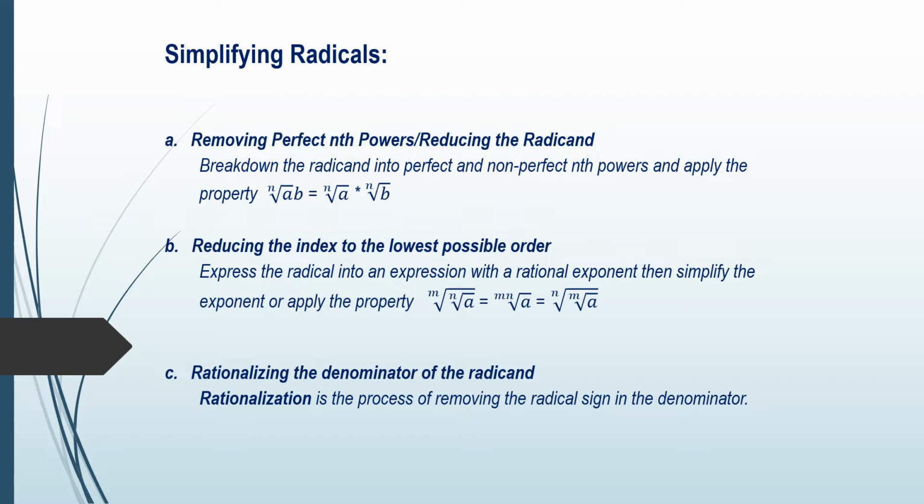In this video, we will learn how to simplify radical expressions by reducing the index to the lowest possible order. So in this process, we express the radical into an expression with a rational exponent and then simplify the exponent, or apply the property: the mth root of the nth root of a is equal to the mnth root of a, and is also equal to the nth root of the mth root of a.